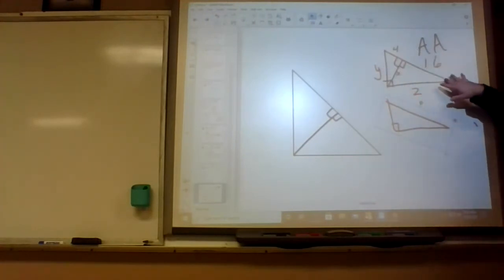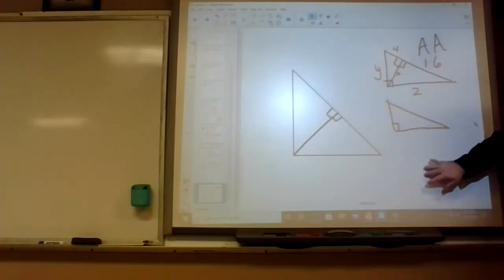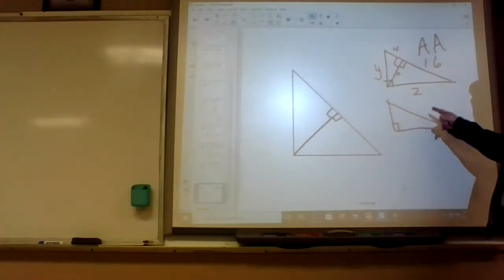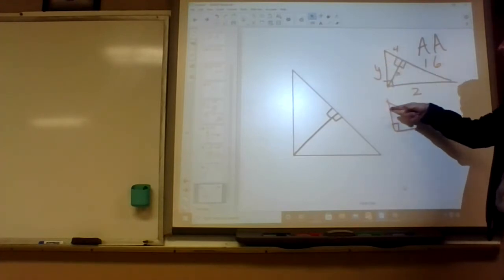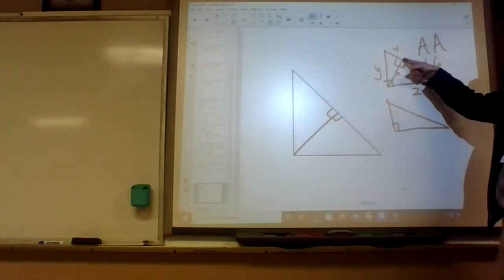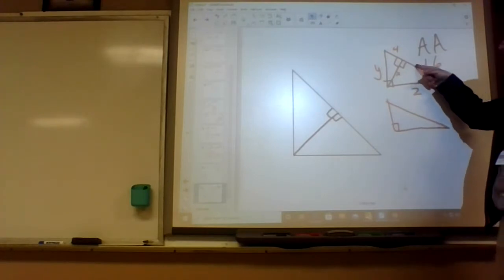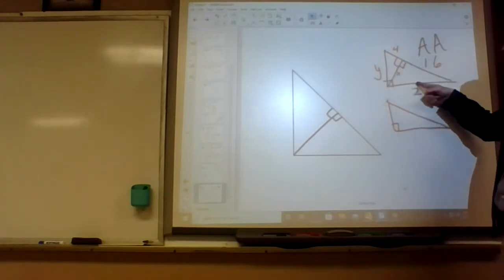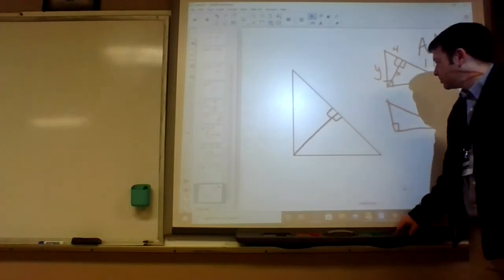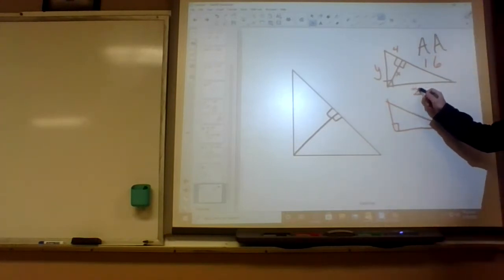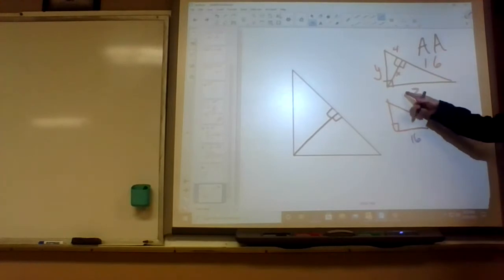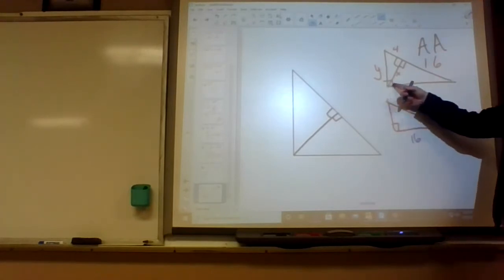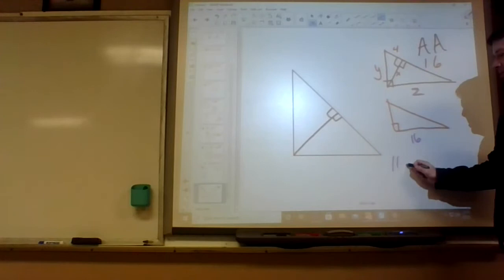Anyways, these two are similar, the big one and this littler one. Okay, let's see. So X is like this, so that matches Y. 16 on this triangle right here matches what on the big one? That's a Z. Yeah, 16 is like the long leg of this little triangle, it's right here, and it matches Z, which is the long leg on the big triangle. So we could do 16 over Z.